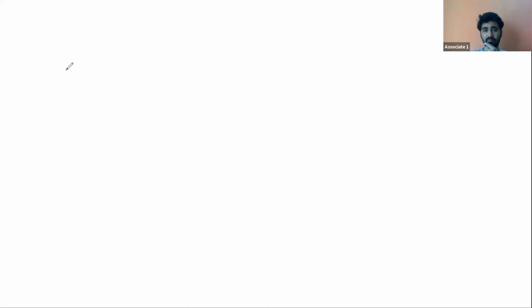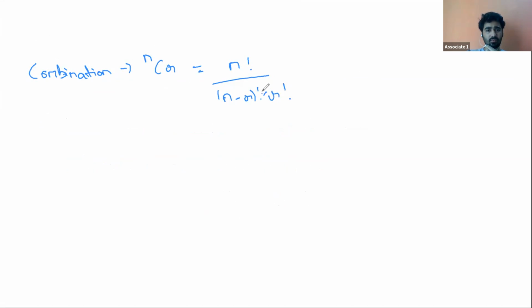So the formula for combination is given by nCr, which we have done earlier in our childhood. So nCr is n factorial upon n minus r factorial into r factorial. For permutation, the formula is nPr, which is n factorial upon n minus r factorial. These are the two formulas.